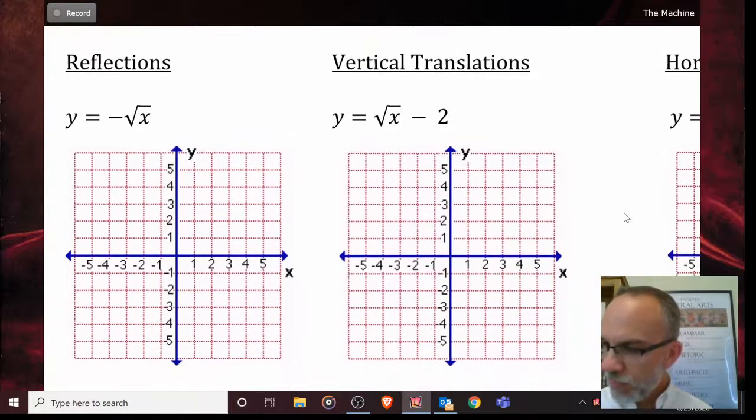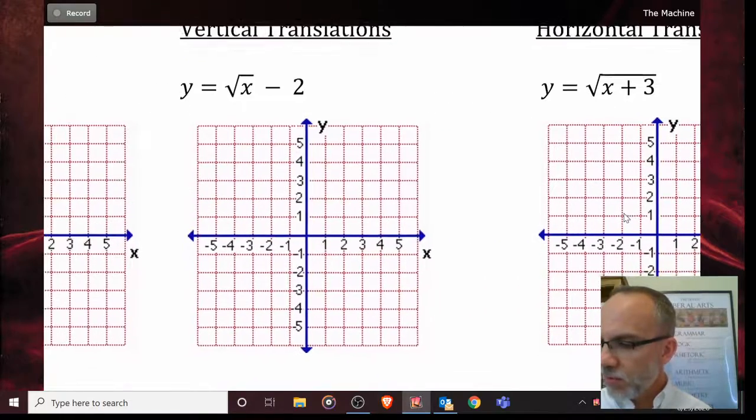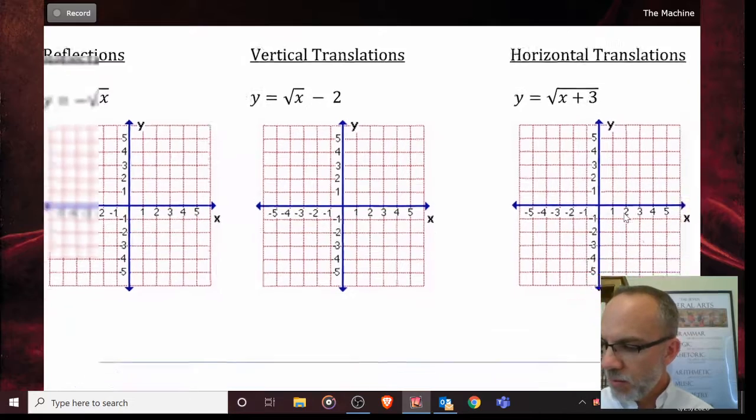Here's one that's just a reflection. Here's one that's just a vertical shift, and then here's one that's just a horizontal shift. I'll let you work on those. Just plot some points, plot some reasonable points. You should be able to work it out.